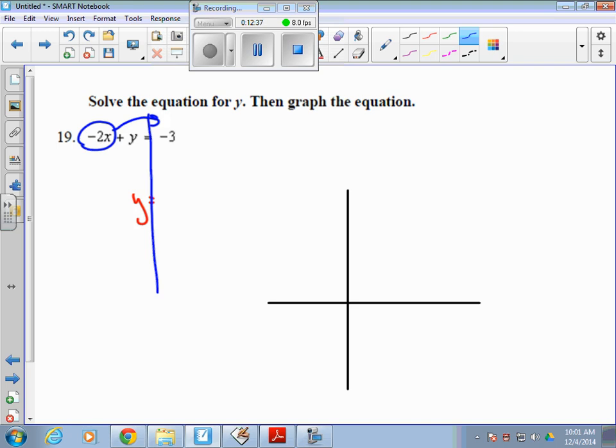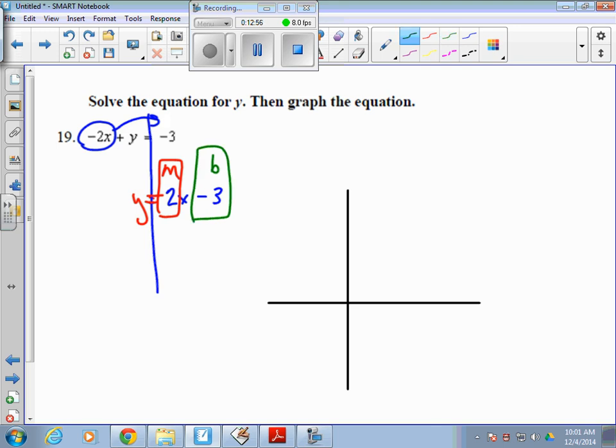When you add it to the left, add it to the right, that gives you y equals positive 2x minus 3. That's solved for y. Y equals mx plus b. Now we can clearly see our m is 2 and our b value is negative 3.